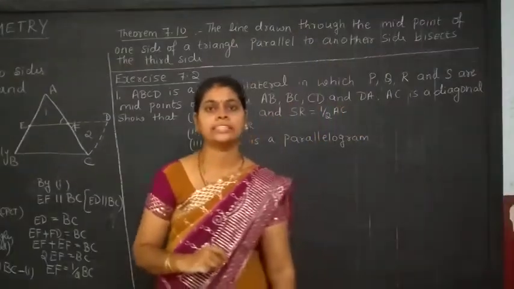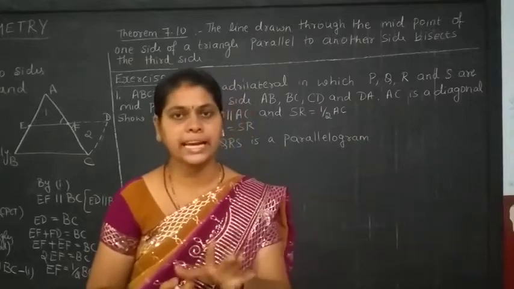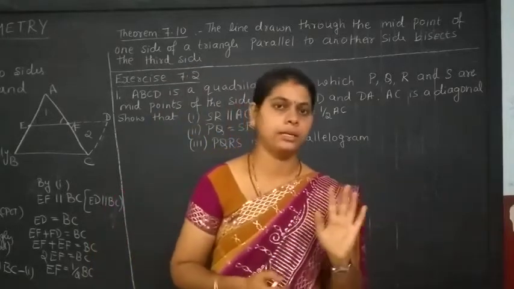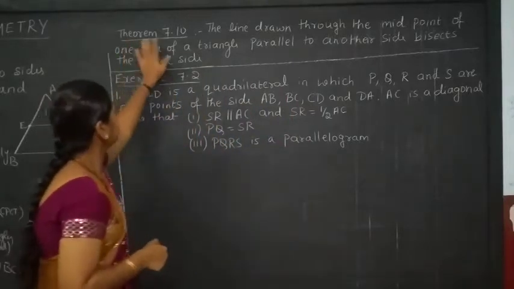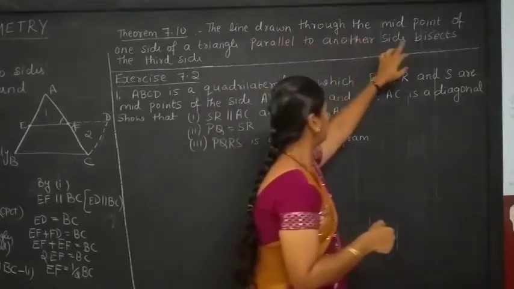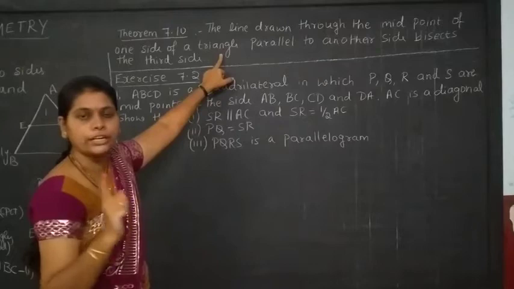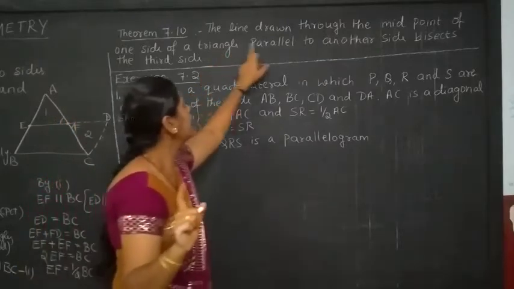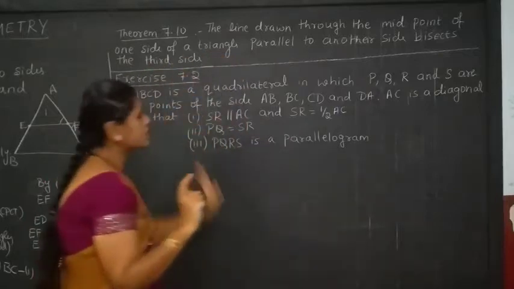Let us go to the next theorem, 7.10. Here only the statement is required to solve the problems. Proof is not required, so only the statement. Theorem 7.10: the line drawn through the midpoint of one side of a triangle, parallel to another side, bisects the third side.